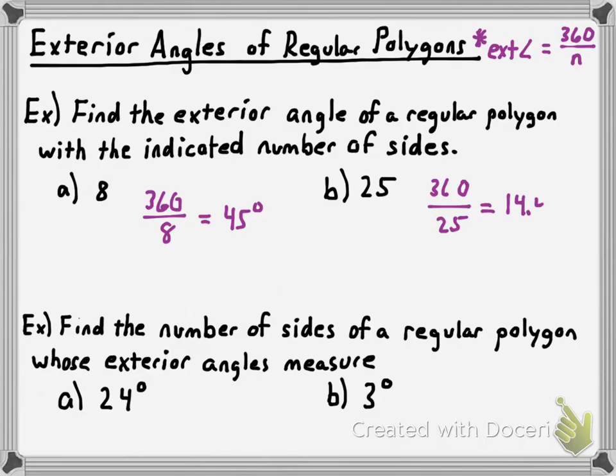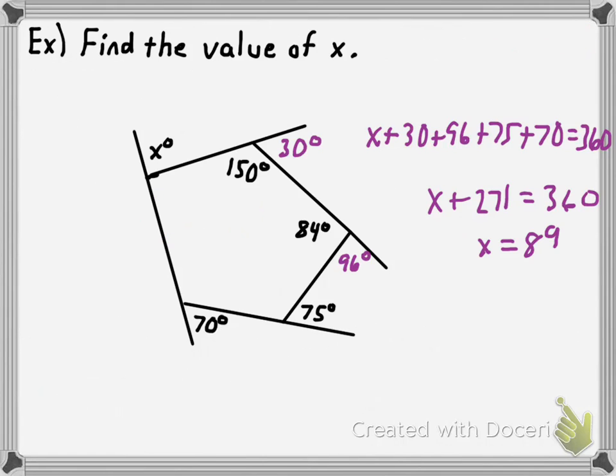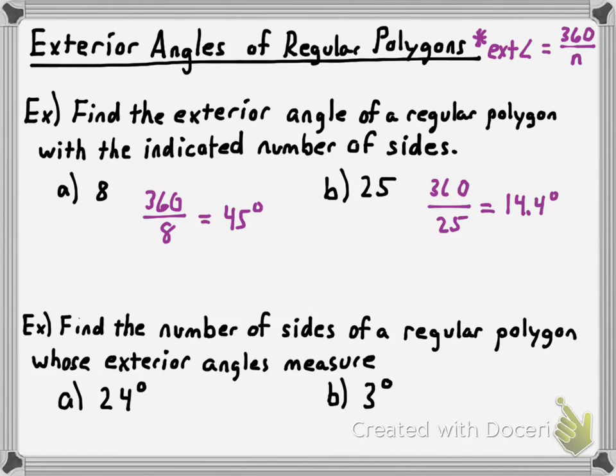Which is 14.4 degrees. All right, now quick side note. If you know the measure of each exterior angle in a regular polygon, you also know the measure of each interior angle, because remember that exterior angles and interior angles always form linear pairs. So if I go back here and I wanted to know what each interior angle is, all I have to do is subtract 45 from 180, and that would tell me that each interior angle measure for a regular octagon is 135 degrees. All right, you've probably worked that out somewhere else before at this point.